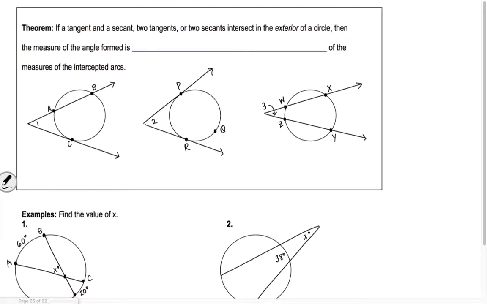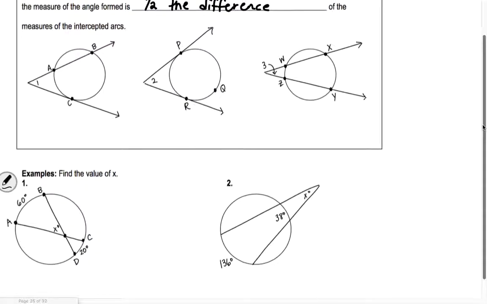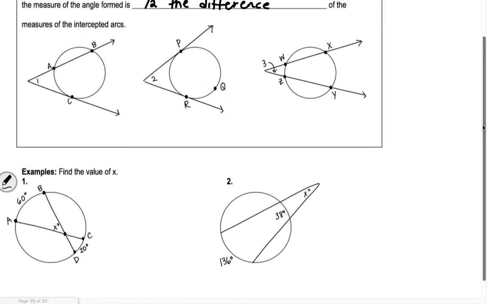All right, so it says if a tangent and a secant, two tangents or two secants intersect on the exterior of a circle, so if we're intersecting on the outside of the circle, then the measure of the angle formed is half the difference of the measures of the intercepted arcs. So all we have to know is, do they intersect on the outside? Do they intersect on the inside? Do they intersect on the circle? So how about this first one? Outside, inside, on the circle.